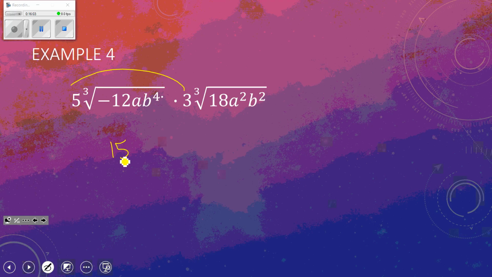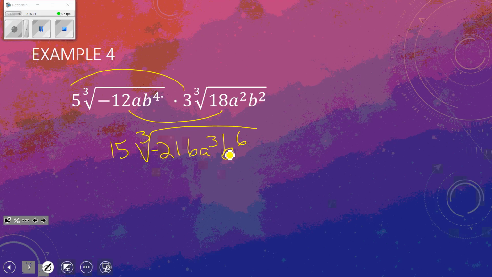15 times the cube root, negative 12 times 18. Negative 216. A times a squared. A to the third. B to the fourth times b squared. B to the sixth. Okay. And then we're just going to simplify.